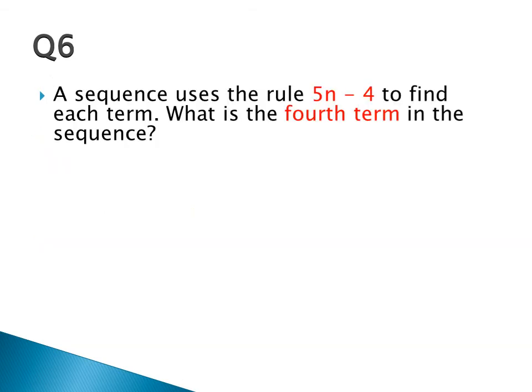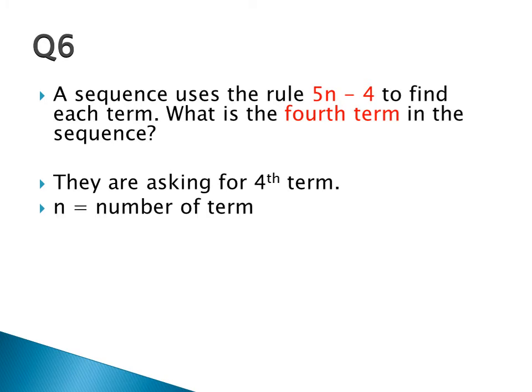This question says a sequence uses the rule 5n minus 4 to find each term. What is the fourth term in the sequence? So in this case, 5n minus 4, n is the number of the term and they are asking for the fourth term. So n is equal to 4.